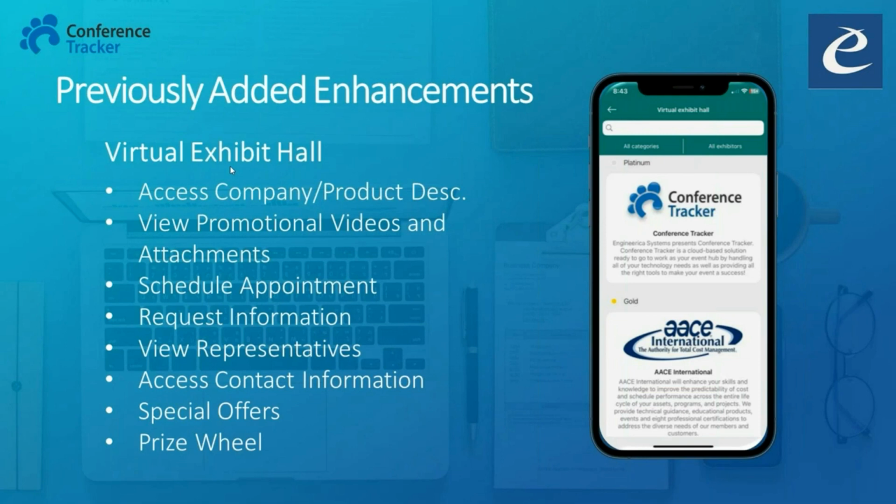Now, attendees can also view representatives and their contact information, in case they want to contact them outside of the request information. If an exhibitor or sponsor has a special offer like, hey, come to our booth to win an iPad, or click here to win this, attendees will be able to take advantage of those special offers, again, right through the app or through the web portal, as well as a prize wheel. Your exhibitors and sponsors can have various prizes on a digital prize wheel, and attendees will be able to spin the prize wheel and win a prize or whatever you have put up on the prize wheel.